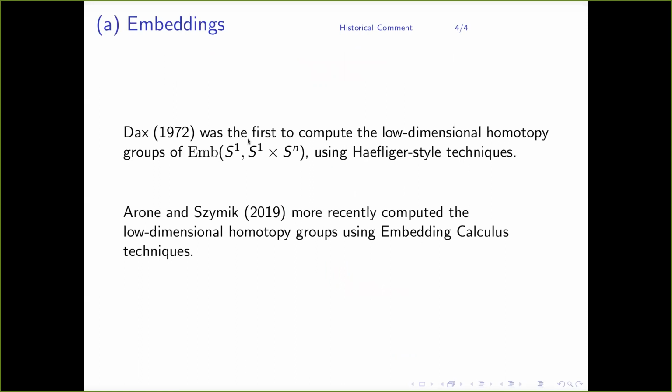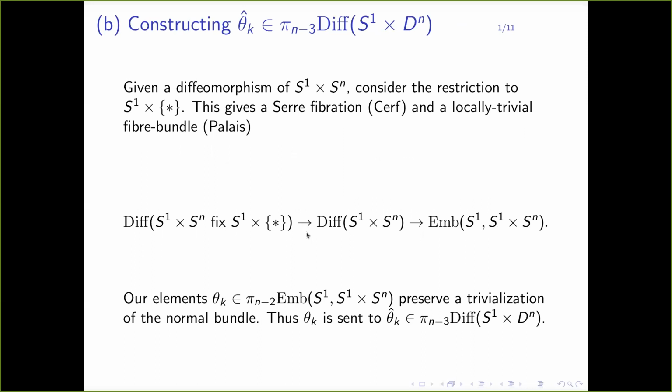So Dax was the first to compute the low-dimensional homotopy groups of these embedding spaces, and he used sort of a souped-up Haefliger-style technique, which was popular at the time. And Greg Arone and Markus Szymik recently revisited this using embedding calculus techniques. They were after a different kind of result. David and I started giving things names, and Greg and Markus were mostly interested in the infinite generation of the homotopy groups of these embedding spaces.